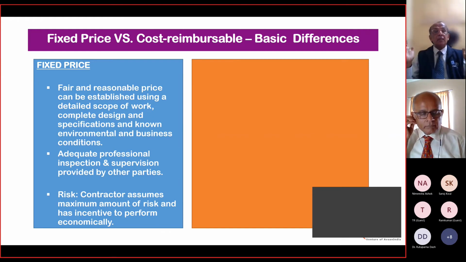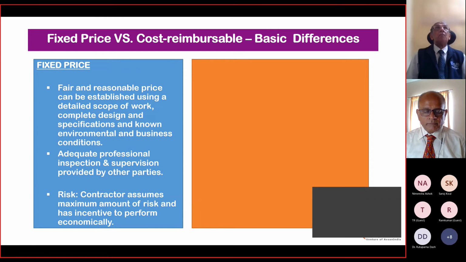Everything fixed price. As far as the contractor is concerned, all the risk has to be assumed by the contractor. A fair and reasonable price can be established by using the scope of work. Using the scope of work, the contractor has to come up with a fixed price. Then professional inspection and supervision are provided by other parties. All those things are fine.